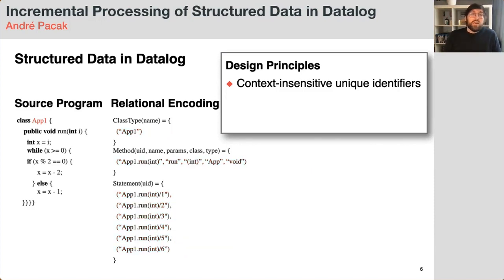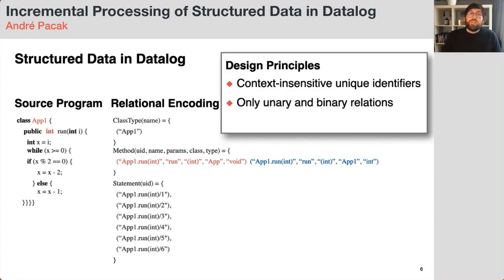The second change changed the return type of the method run from void to int. In the relational encoding, this means we need to delete the fact about the method signature, but we also lose information about the argument types, the enclosing class, or the method name. So even though only the return type changed, we delete all information about the method signature, and this is not desired. To circumvent this, we identified another design principle, where we only want to use unary and binary relations to keep these changes local.